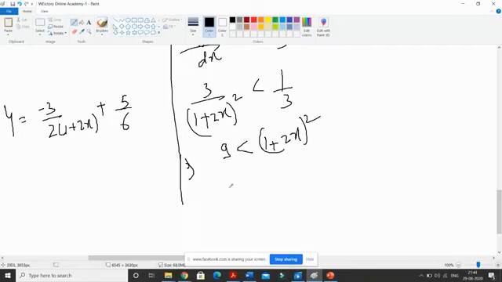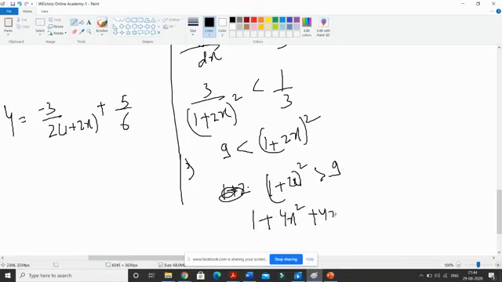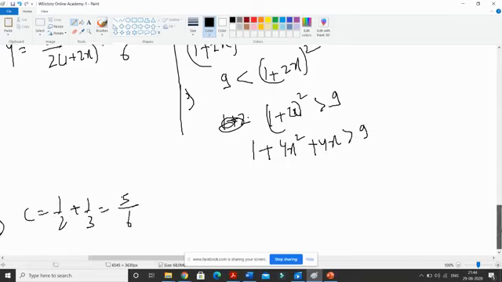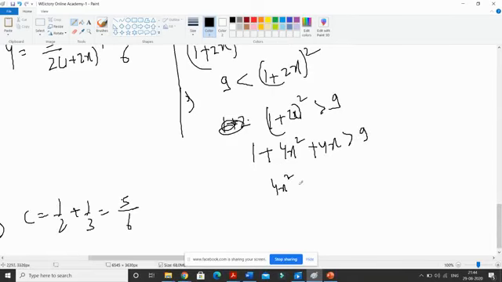So 1 plus 2x, let's simplify this. You can write it like this: 1 plus 2x whole squared greater than 9. That means 1 plus 4x squared plus 4x greater than 9, which gives you 4x squared plus 4x minus 8 greater than 0. That's like x squared plus x minus 2 greater than 0.